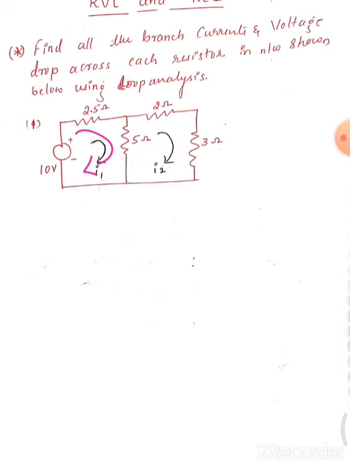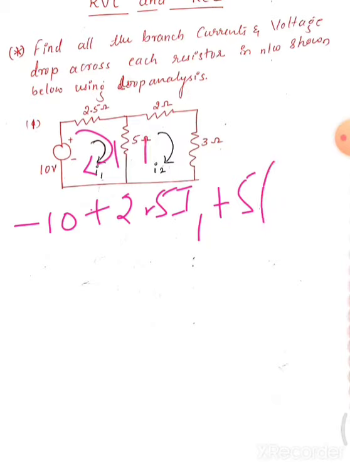So let's write again. For the first loop: minus 10 volt, and next plus 2.5 I1, plus 5 times the two currents flowing through it, I1 and I2. You are in the first loop, so you take I1 minus I2. Then when you come back, you again reach the minus 10 volt, which we have already written, so nothing is left out in that loop, equal to 0.